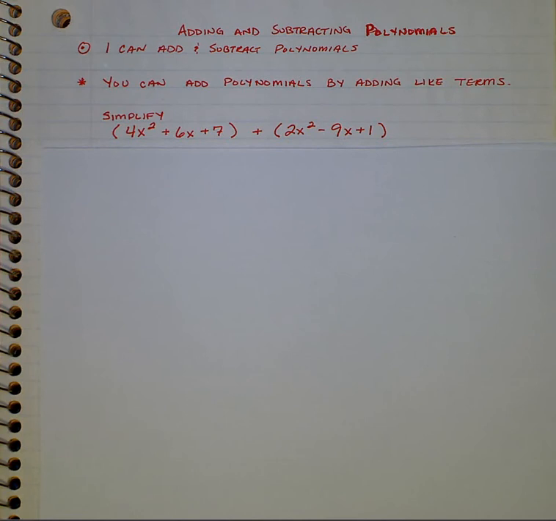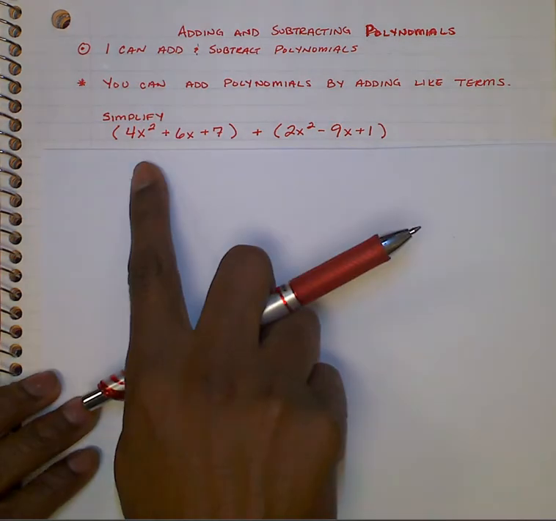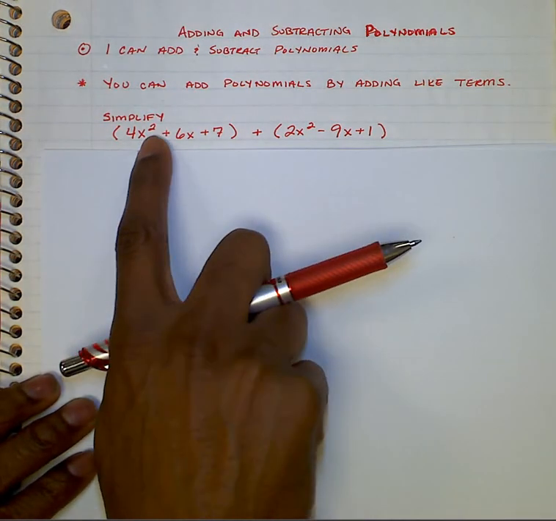As we look at this first problem, we have 4x squared plus 6x plus 7 plus 2x squared minus 9x plus 1. So we're adding two quadratic trinomials together, and we're going to simplify that sum. Remember that our final answer should be in standard form, so it's good practice to make sure that before you start adding, your polynomials are already in standard form, just so they're already organized how we want to finish it. In this case, they are in standard form, highest degree to lowest degree.